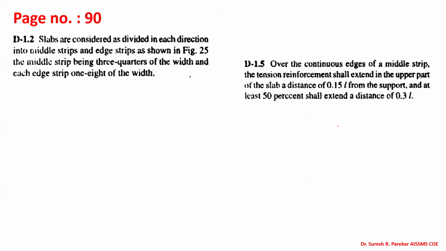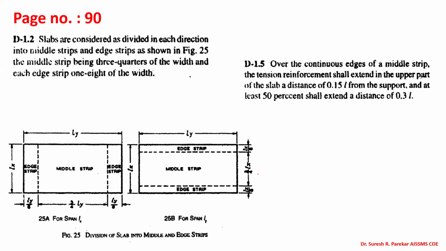Now slabs are considered as divided in each direction into middle strip and edge strip. Now you can see over here, we have the middle strip and then the edge strip. In the middle strip, we are going to provide the reinforcement as per the calculated value of Ast. And in the edge strip, we can provide the minimum value. So they have mentioned, you should know this value is 3/4 Ly, and on this side we have 3/4 Lx. It is not Lx on both sides. One side Lx, one side Ly. So if you are along Ly, it will be 3/4 Ly. If along Lx, we have 3/4 Lx.